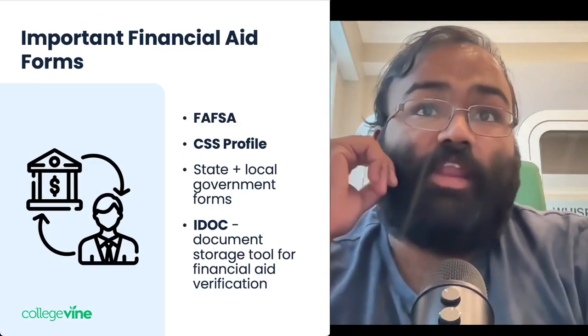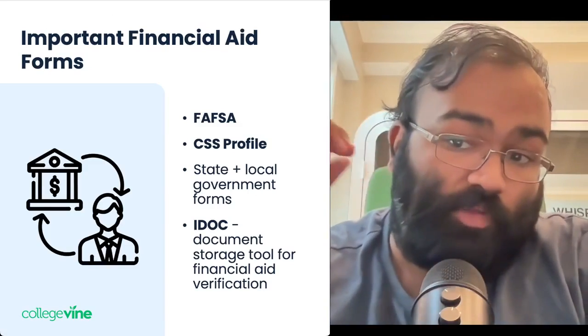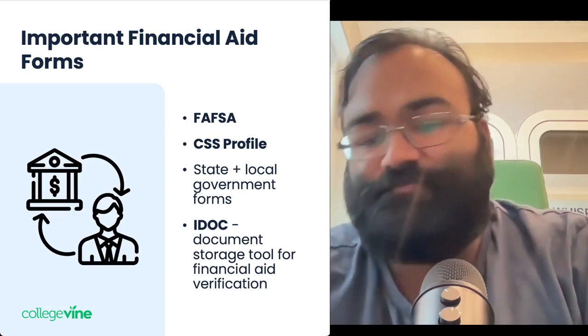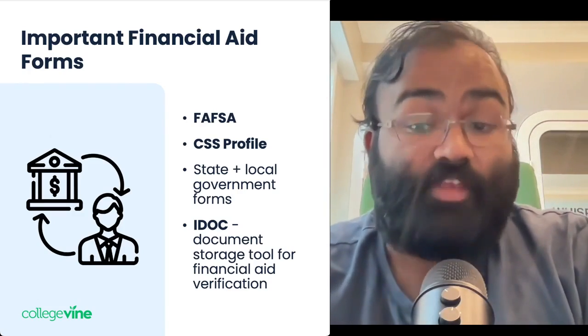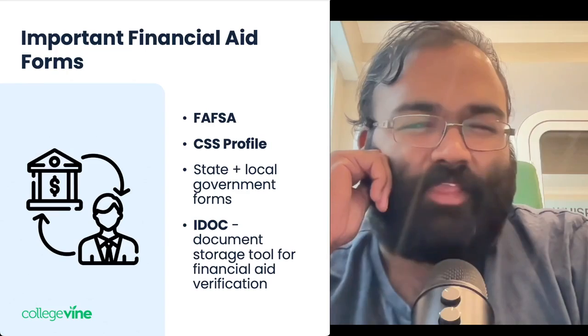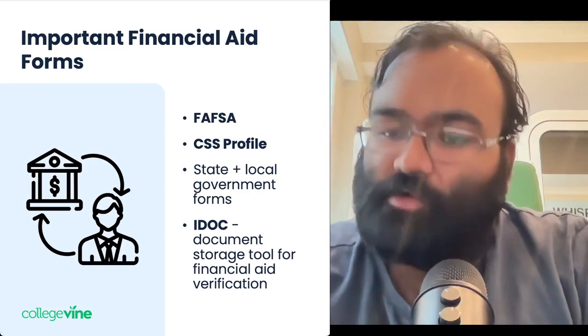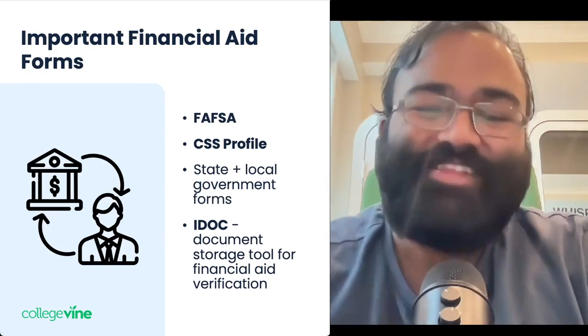So let's talk about those financial aid forms. We mentioned them a little bit when we talked about the process, but really there's three major types of financial aid forms you got to be aware of. The first is the FAFSA, which is the Free Application for Federal Student Aid. I always mess that acronym up, so you're all seeing me struggle with it live.